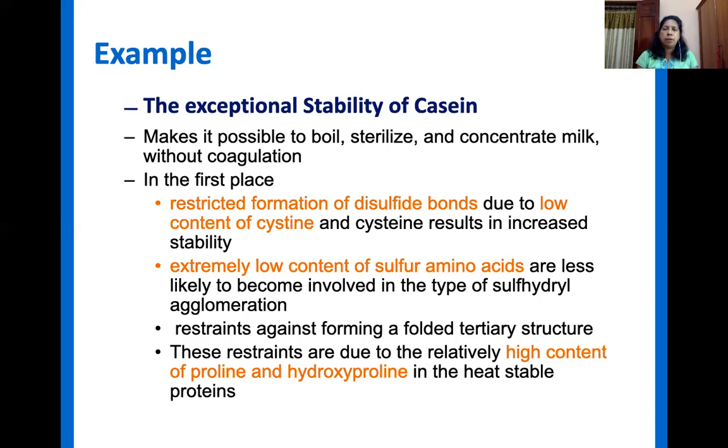Therefore, when we talk about heat stable amino acids, the casein is there, proline is there, hydroxyproline is there. Those are very stable ones. Therefore, the sulfur amino acids are very low in milk. Therefore, you can see the exceptional stability of milk because of this situation.